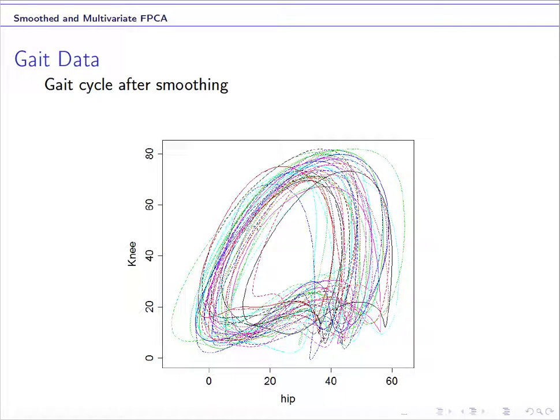This is a very interesting graph in functional data. If you have multivariate functional data, generally we plot the variables against time. But in some cases, if you plot one variable against the other at the same time, you will see some interesting patterns. I think this is called a phase plot in functional data analysis.